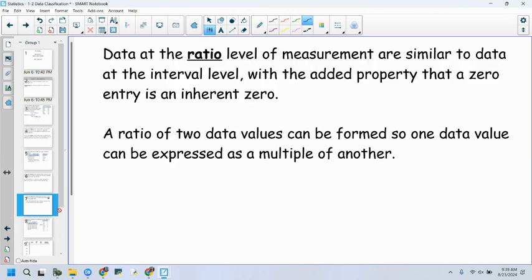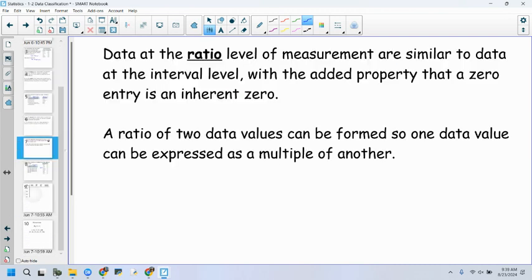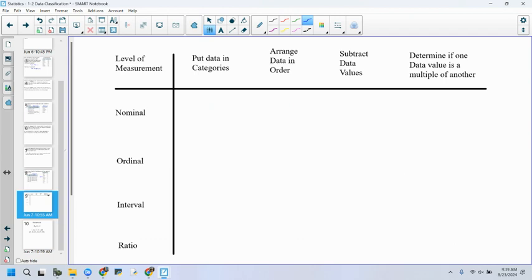Okay. I like this diagram the book gives because I think it's important to remember that these things are like umbrellas. They cascade downward. Okay?